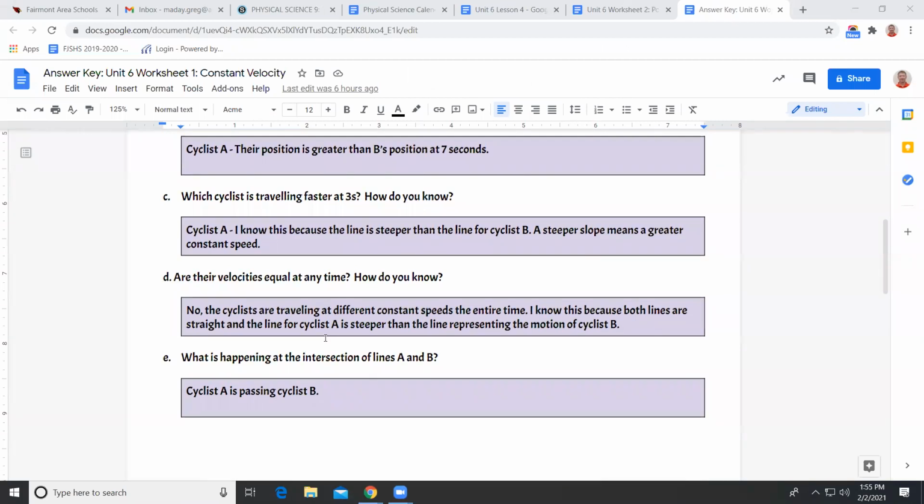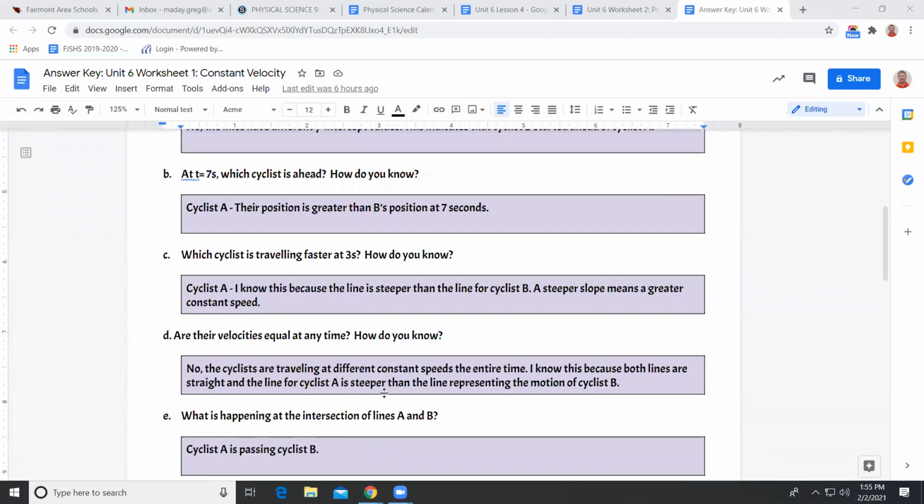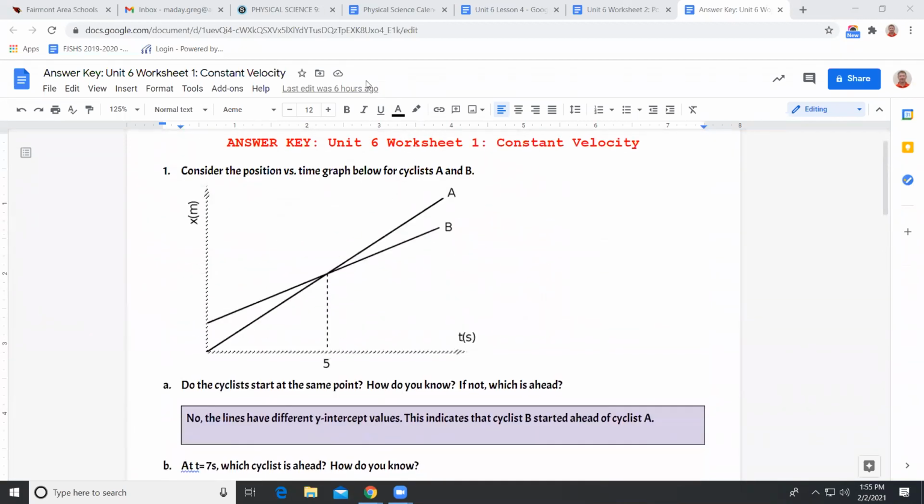Then the last question here is, what is happening at the intersection of lines A and B? It says cyclist A is passing cyclist B. We're looking at the point where these lines cross. As cyclist B is traveling, that is the point at which cyclist A passes cyclist B. At the 5-second mark, they're at the exact same position. Just before that, B is ahead. Just after that, A is ahead. So at this intersection, this is the point where cyclist A is passing cyclist B.